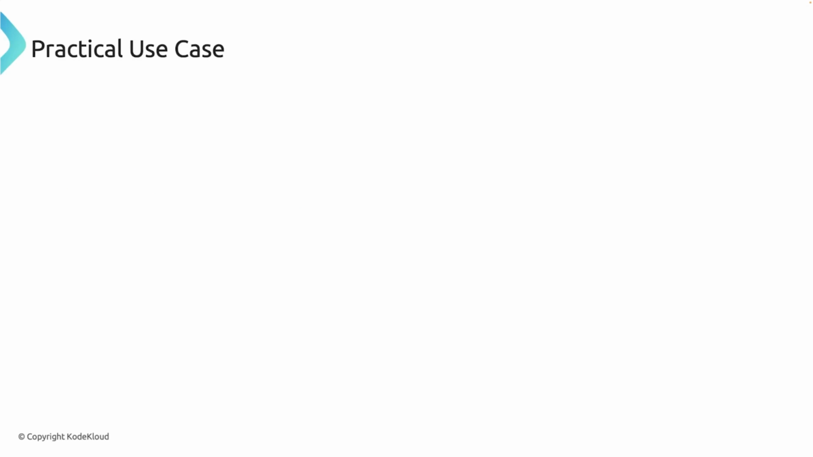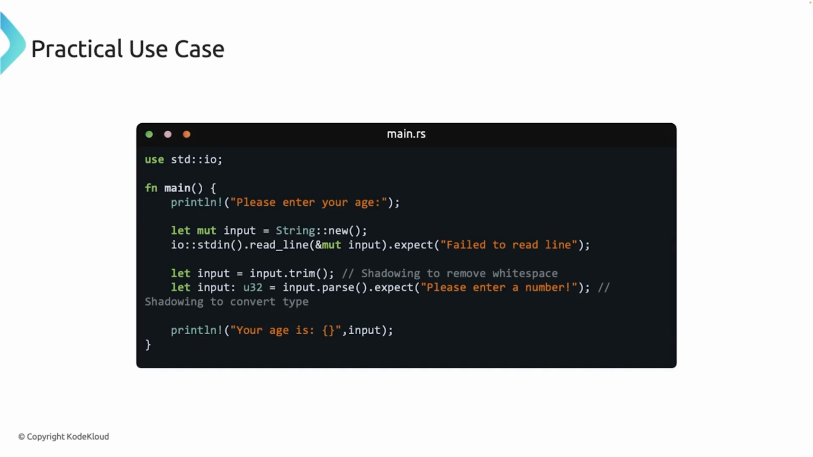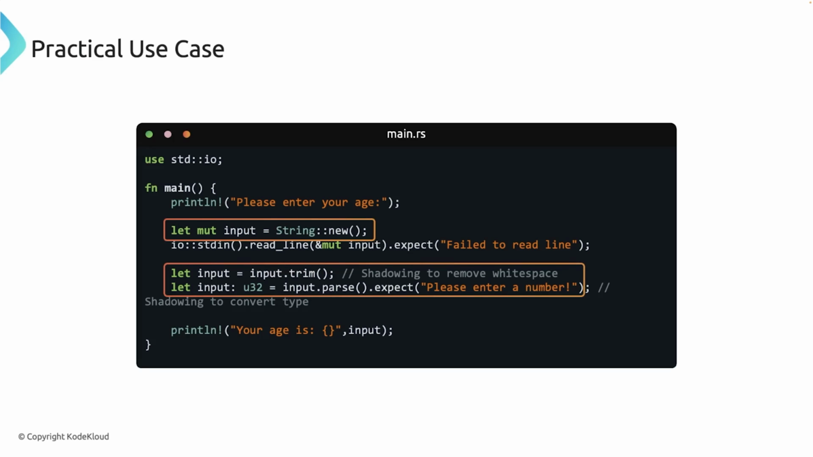Let's look at a practical use case where shadowing can make your code cleaner. Imagine you're processing user input and need to convert it to different types. In this example, we read user input into a string. Then we trim any white space, shadow it again, and then we convert it into an integer and shadow it again. So this approach keeps our code concise and readable by reusing the same variable name, which is input in our case.